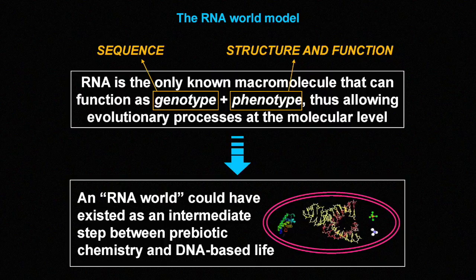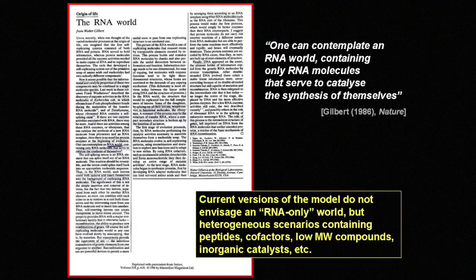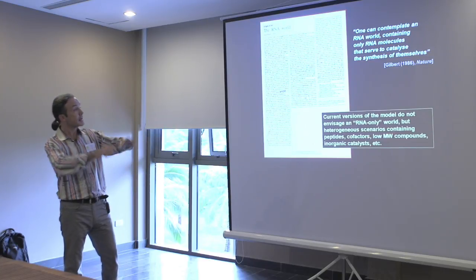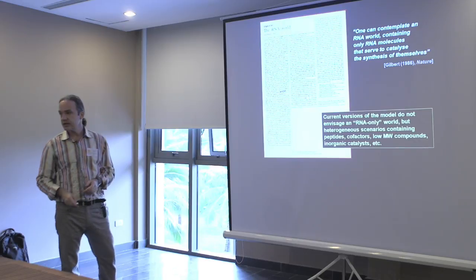This model was published by Walter Gilbert in a short article in Nature in 1986, and here it says, one can contemplate an RNA world containing only RNA molecules that serve to catalyze the synthesis of themselves. Okay, current versions of the RNA world don't say that only RNA molecules. Okay, RNA molecules plus perhaps peptides, plus low molecular weight compounds, but without proteins and without DNA. So RNA plus a number of small molecular weight molecules can serve to catalyze the synthesis of themselves.